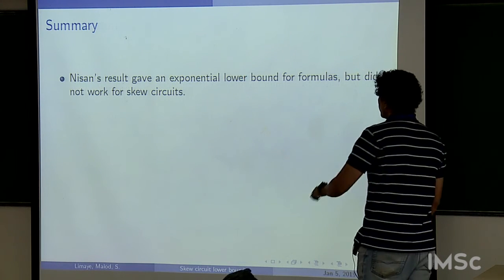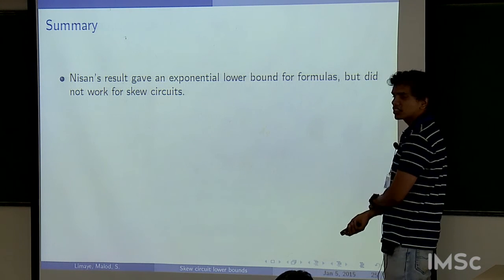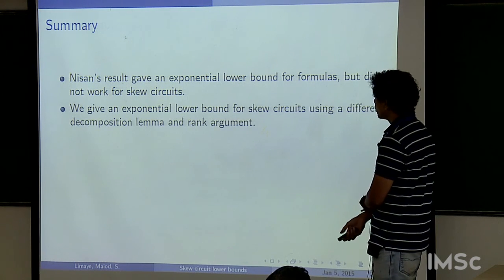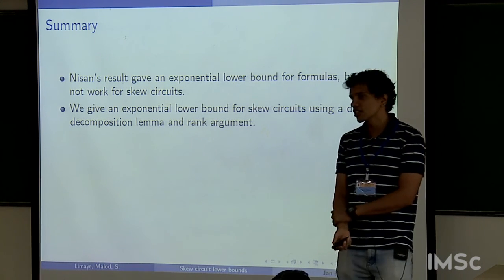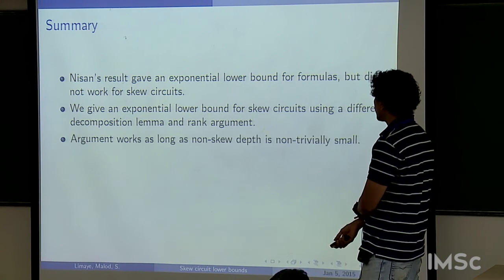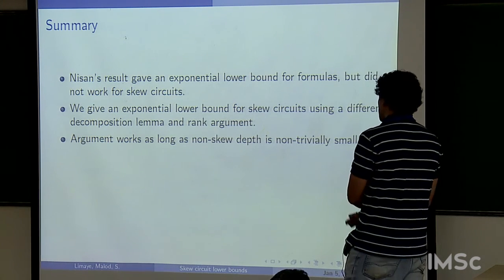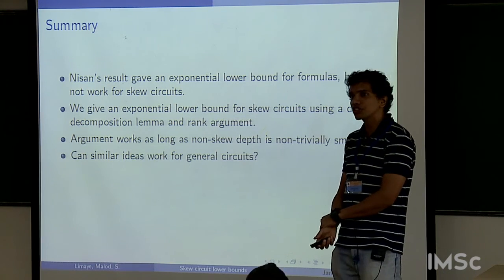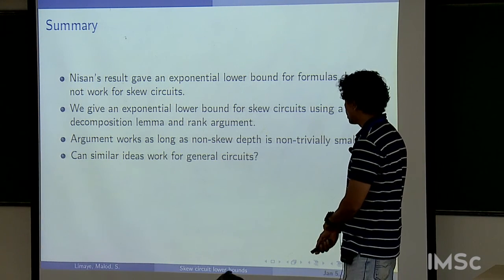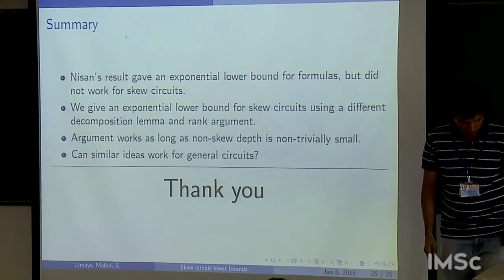So to summarize, Nisan's result gave us an exponential lower bound for formulas. It didn't work for skew circuits. We have exponential lower bounds for skew circuits using similar ideas, but slightly different technically. The argument even extends as long as your non-skew depth is non-trivially small. And the question is, can you push something like this for general circuits? I'll stop here. Thanks.